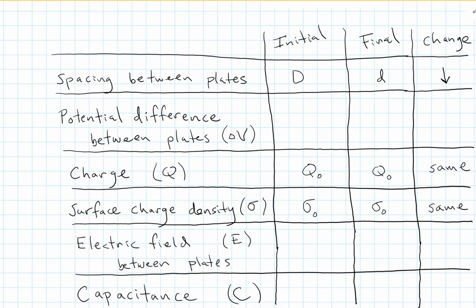Let's take a look at electric field. How do we calculate the electric field between the plates of a capacitor? Well, we view them as infinite plates, and we use Gauss's law. And what do we get? The electric field is sigma over epsilon naught. We just said sigma didn't change. So our electric field doesn't change.